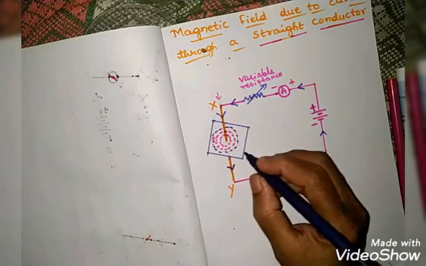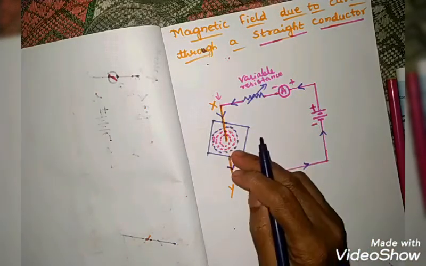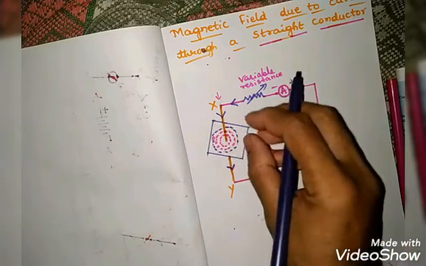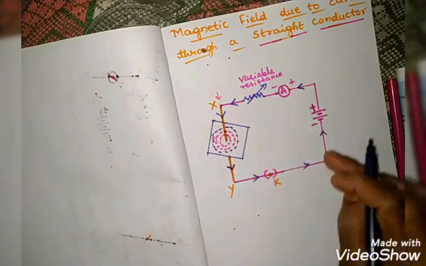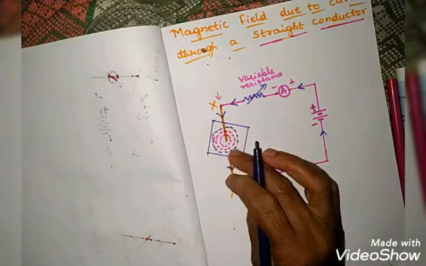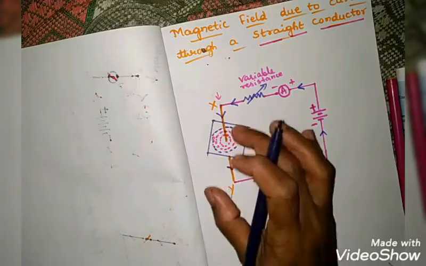This gives the pattern of the magnetic field. How can we understand that? By sprinkling the iron filings over the cardboard and passing current through this, we can understand the pattern, because the iron filings align themselves in this pattern.